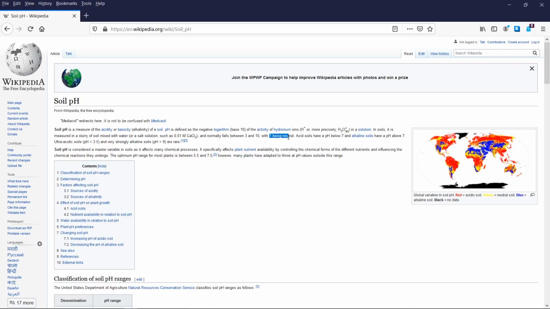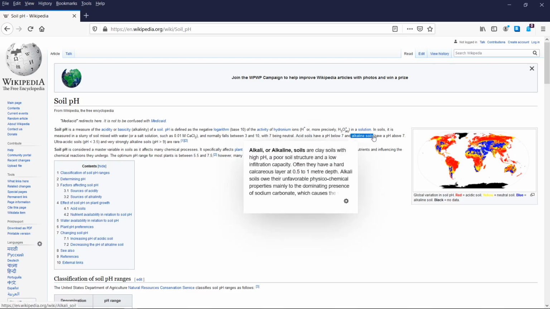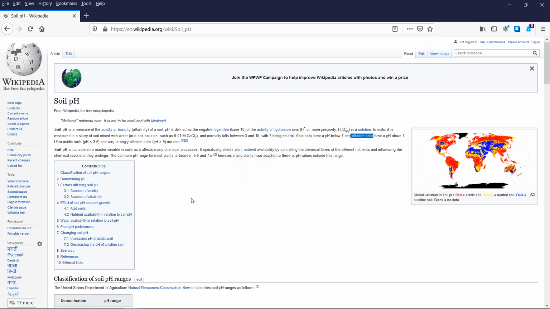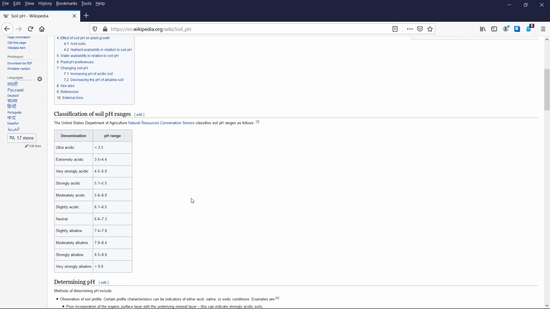7 is neutral. All soils having a pH below 7 are said to be acidic soils, and all soils having a pH above 7 are termed alkaline soils. But neither too much alkalinity is good for a soil, nor is too much acidity good for a soil. Let's just see a pH range. Normally 6.6 to 7.3 is given as a range, but 7 is the exact neutral.